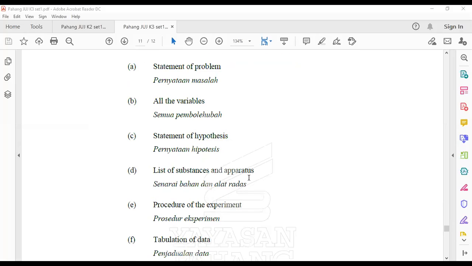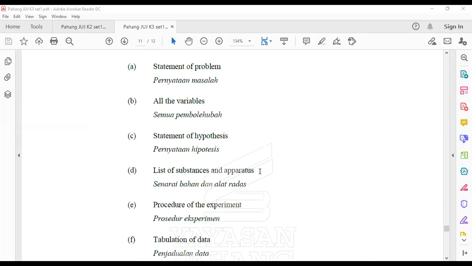Okay. Now, list of apparatus and substances. First, you should have these materials. You can have hydrochloric acid, ethanoic acid, and sodium hydroxide solution. Please don't forget to put in the concentration. And for the apparatus, you should have a thermometer, a polystyrene cup with its lid, and a measuring cylinder.